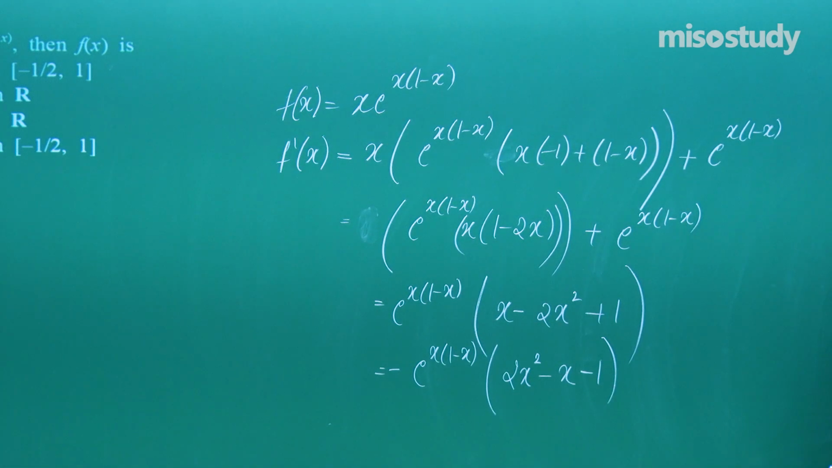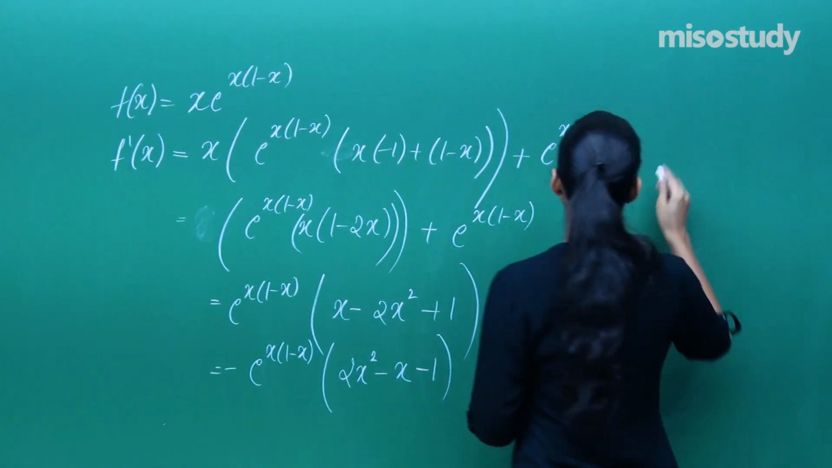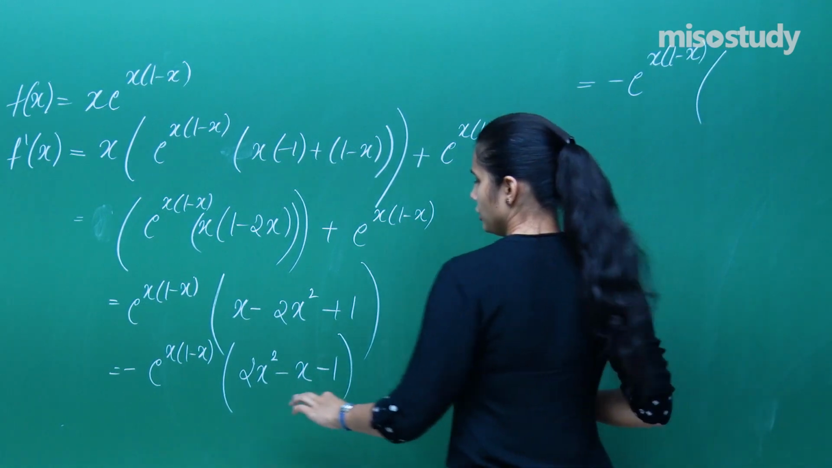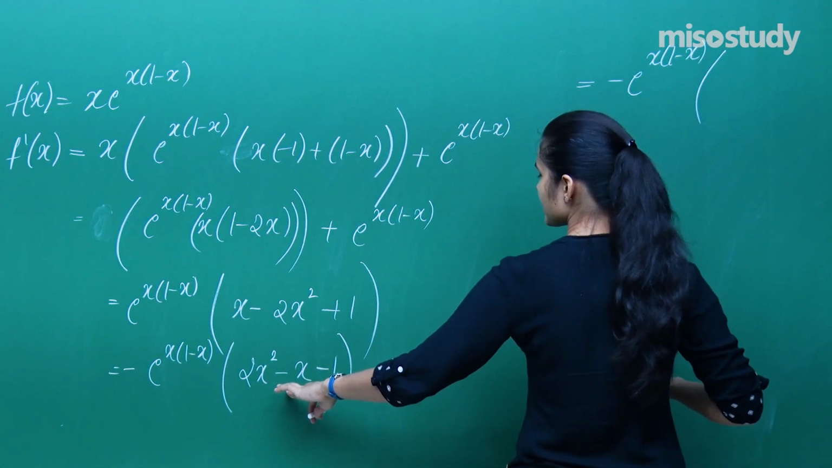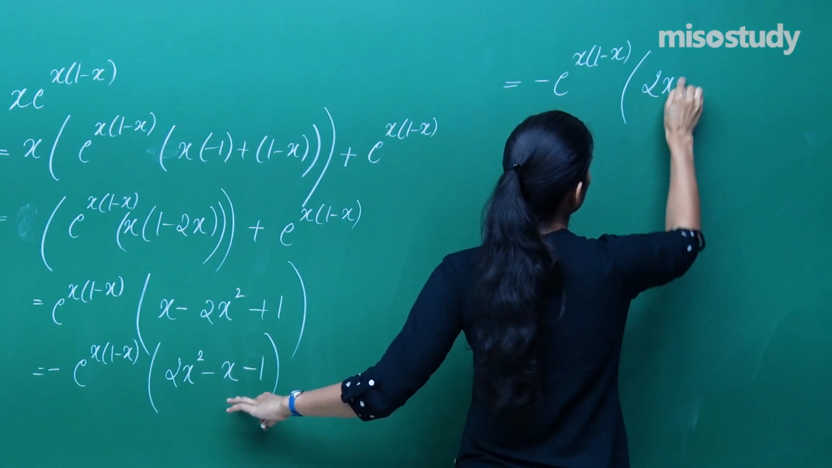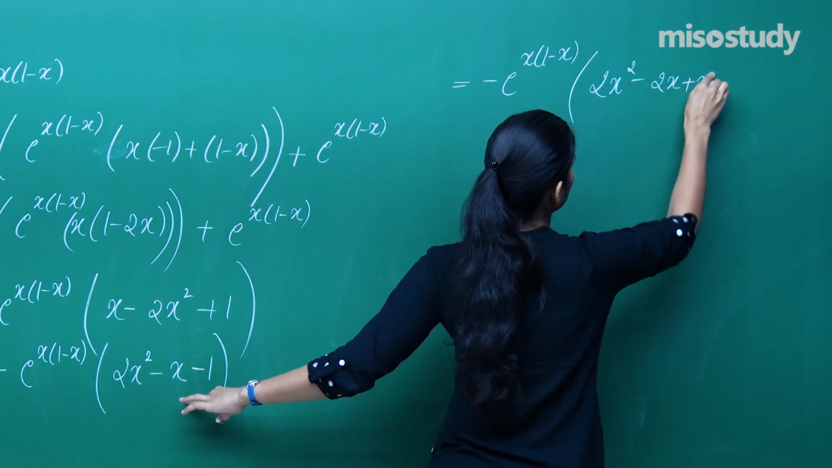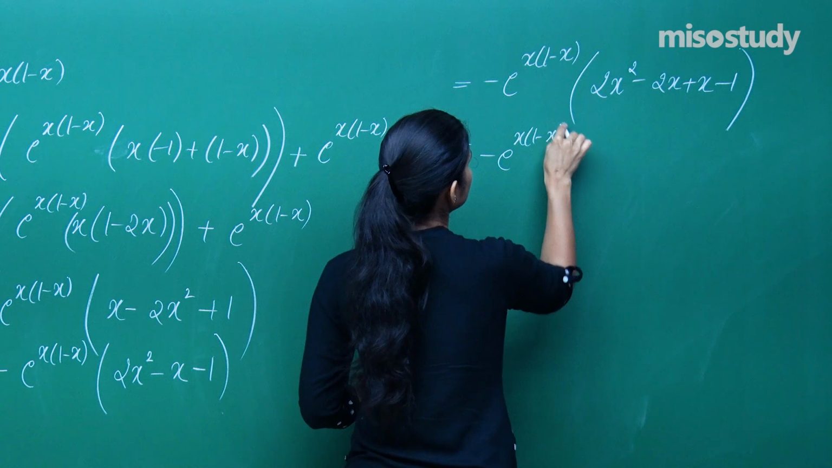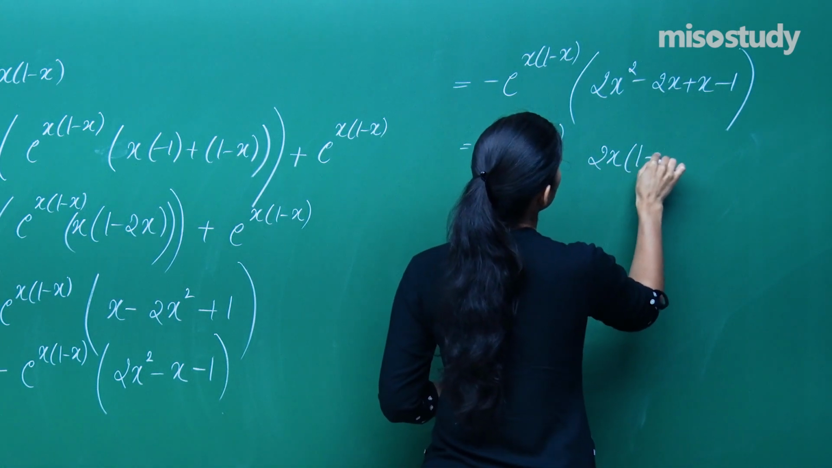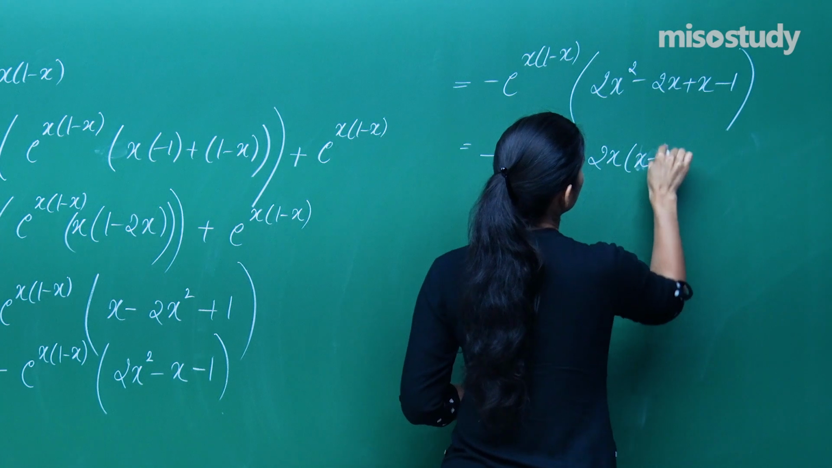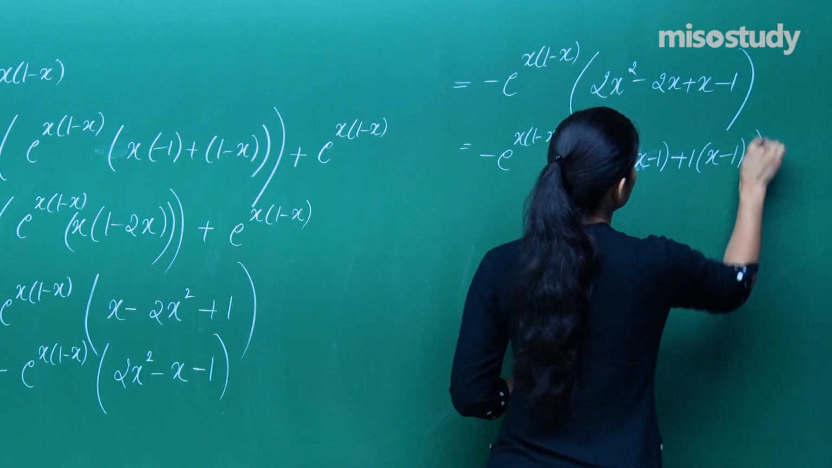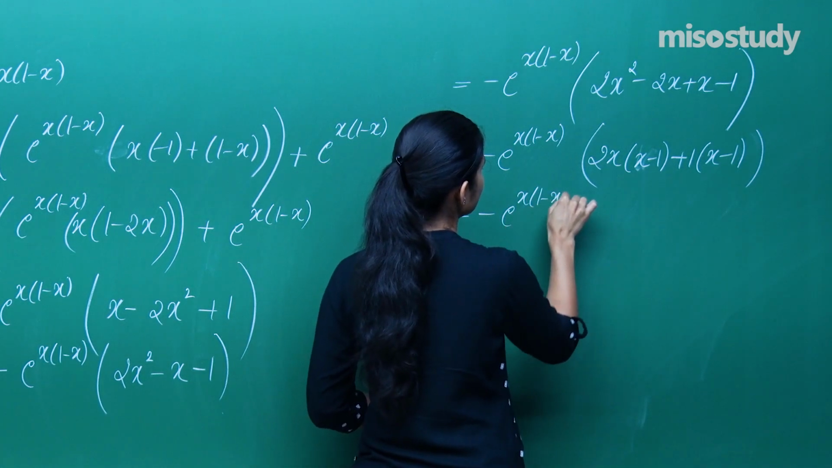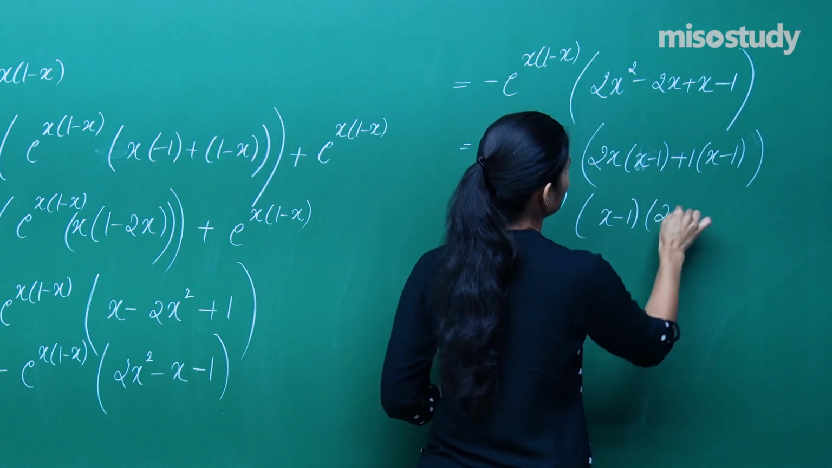This gives you what? Let's evaluate the expression further. You get minus of e to the power x (1 minus x) into (2x square minus 2x plus x minus 1). So, you get minus of e to the power x (1 minus x). Here you have 2x into (x minus 1) plus 1 into (x minus 1). So, you are getting minus of e to the power x (1 minus x) (x minus 1)(2x plus 1).